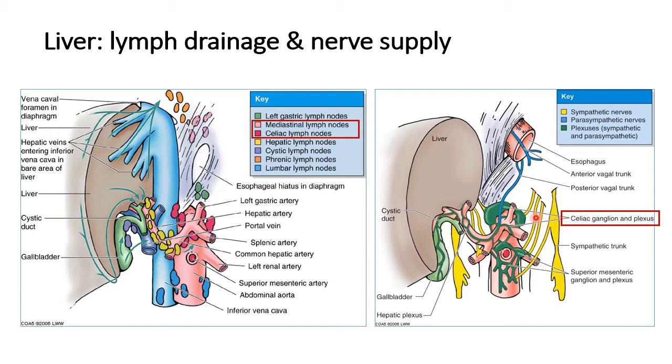When we come to the nerve supply, autonomic nerve supply, again, it's from the celiac plexus. The autonomic plexus that supplies the liver and the gallbladder is the celiac plexus, and the parasympathetic comes from the vagus, sympathetic comes from the sympathetic chain.